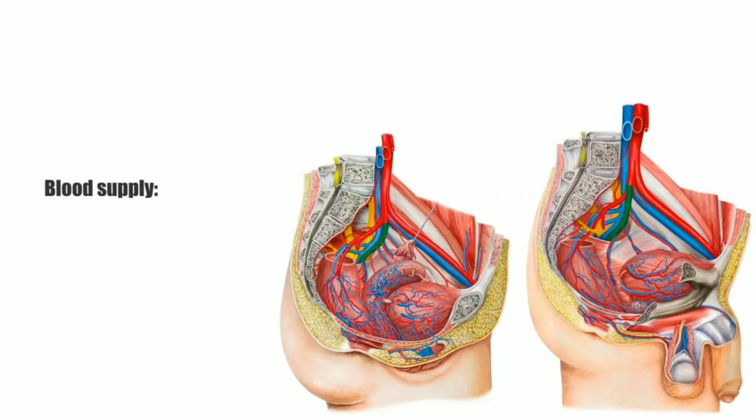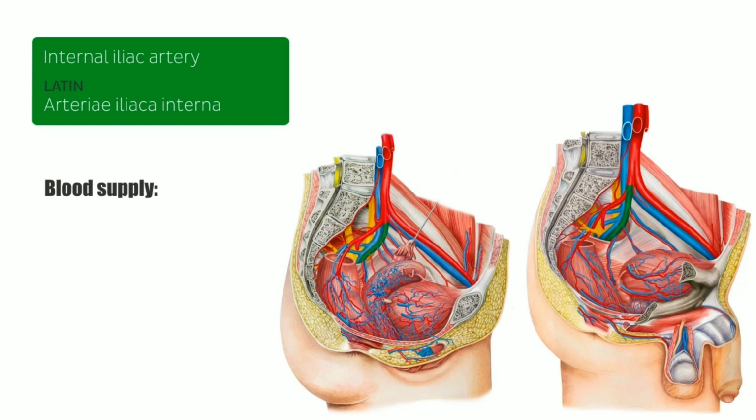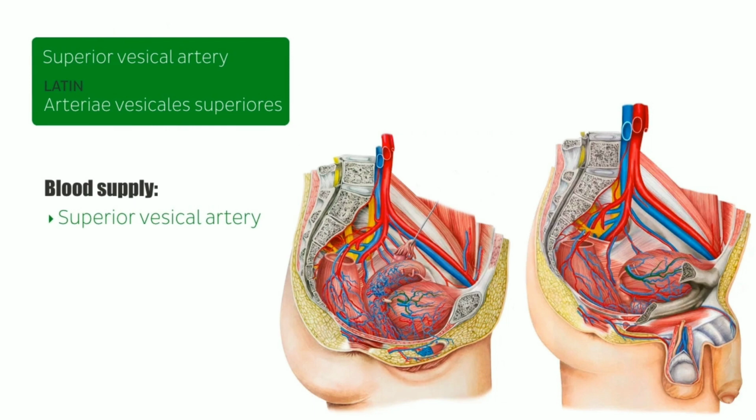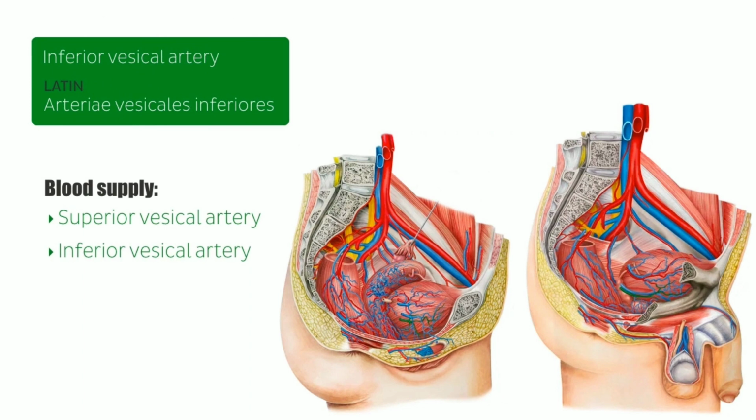And of course, we can't leave without talking about the blood supply. So the urinary bladder receives arterial blood supply from two branches of the internal iliac artery in both males and females. The superior vesical artery, which supplies the anterosuperior aspect of the bladder, and the inferior vesical artery, which supplies the fundus and the neck of the bladder.